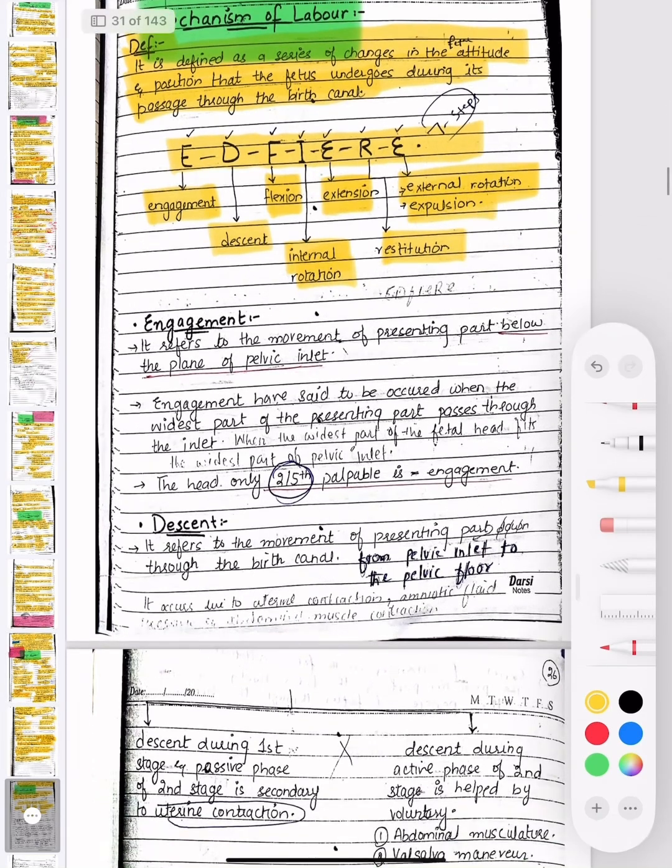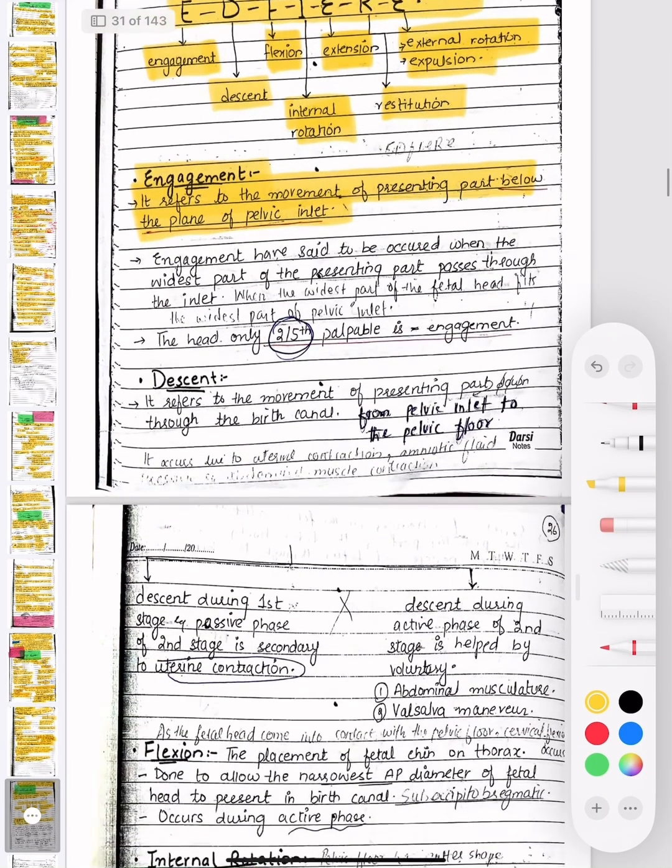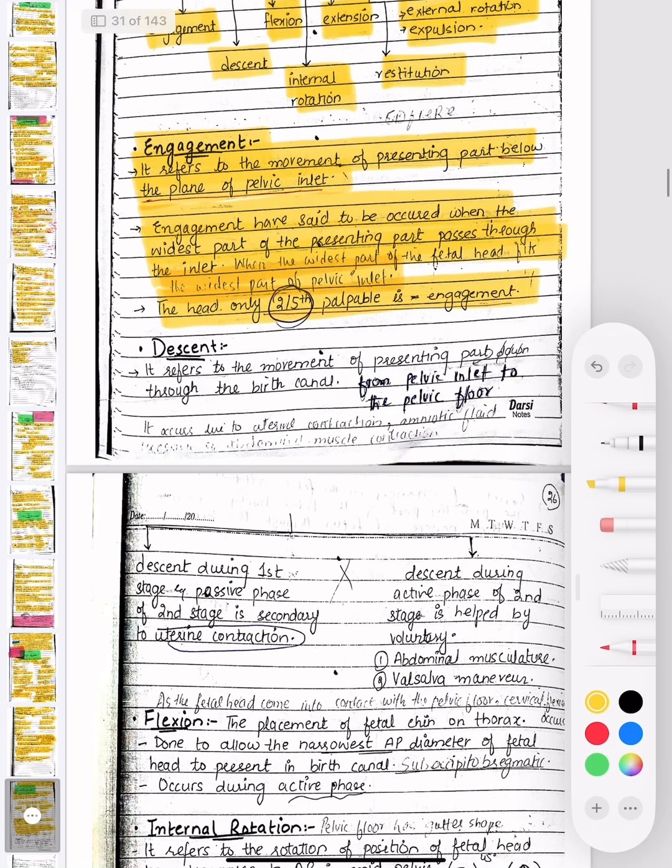Okay. Now, engagement. It refers to the movement of the presenting part below the plane of the pelvic inlet. Engagement is said to have occurred when the widest part of the presenting part passes through the inlet, when the widest part of the fetal head fits the widest part of the pelvic inlet. The head being only 2/5 palpable indicates engagement.